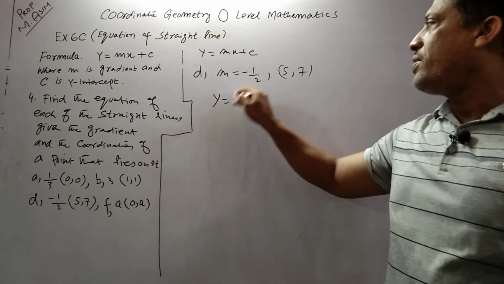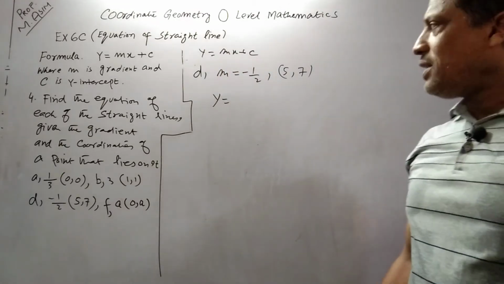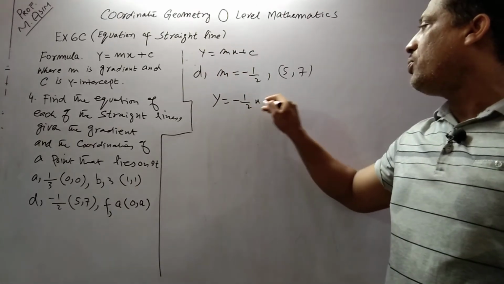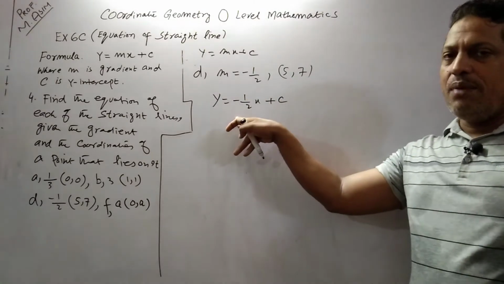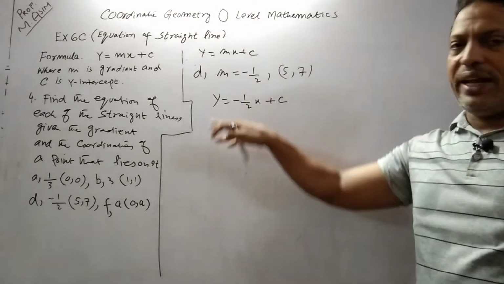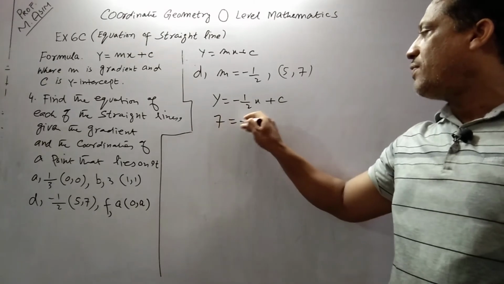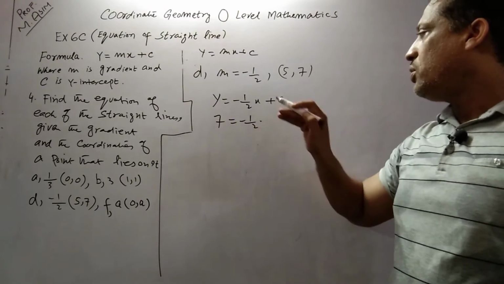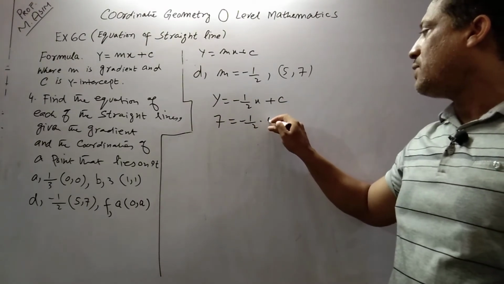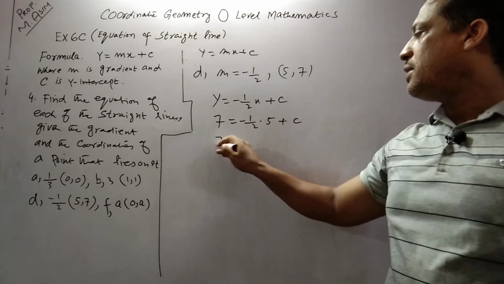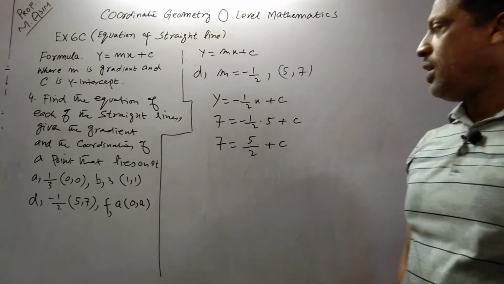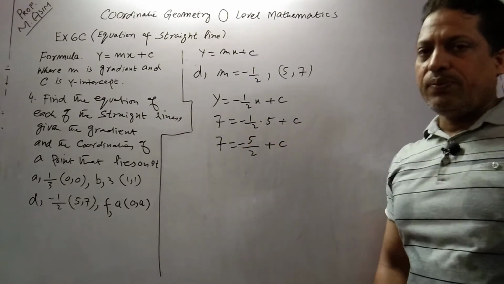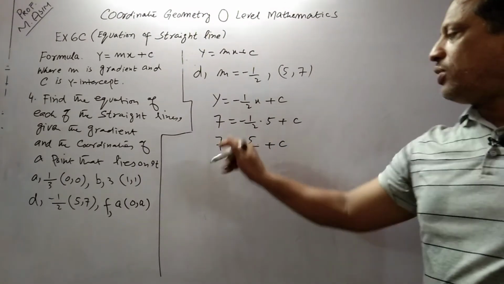So y is equal to mx plus c. What is m? Minus 1 upon 2, so y = -1/2 x + c. Satisfy this point by this line. Put 5 in x and 7 in y. So 7 is equal to minus 1 upon 2 into 5 plus c. 7 is equal to minus 5 upon 2 plus c.